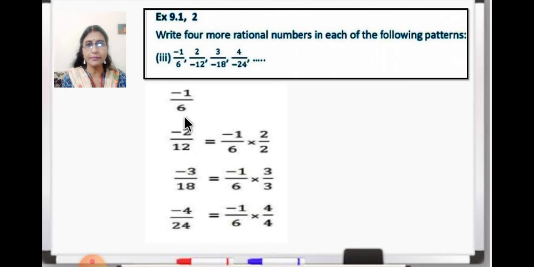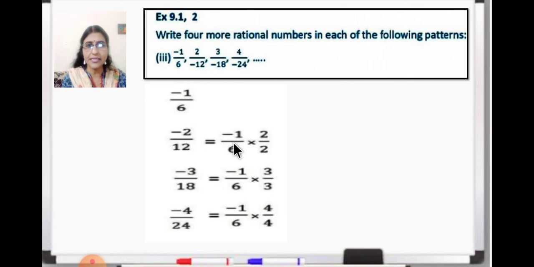It is written here, minus 1 upon 6. This minus we will write up. So it will become minus 2 upon 12, minus 3 upon 18, minus 4 upon 24. Now children, what you have to see? You have to see the denominator. You can see here, all the denominators here, they are the multiple of 6. So that means they are all equivalent to minus 1 upon 6.